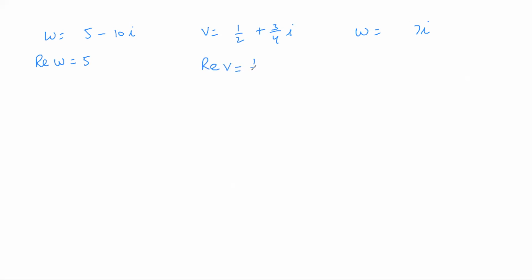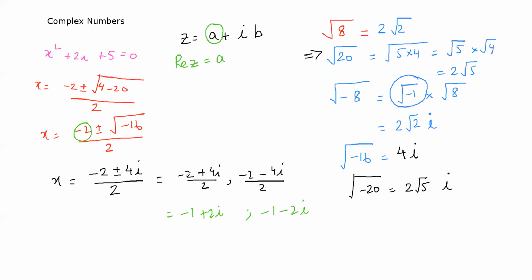That is going to be half. The real part of the complex number w, what is the real part here? 0, because you don't see anything here. So that is going to be 0. Okay. Now, that is why you have to split your complex number into two parts.